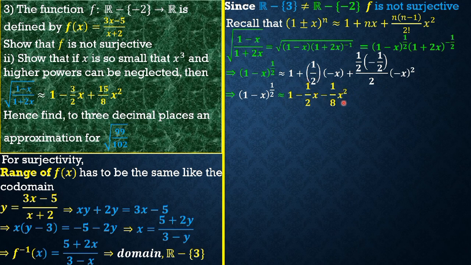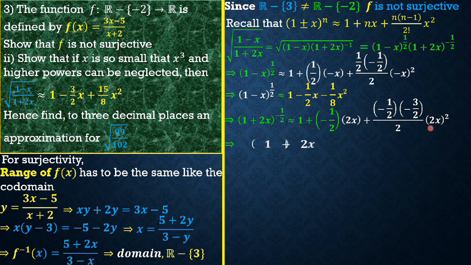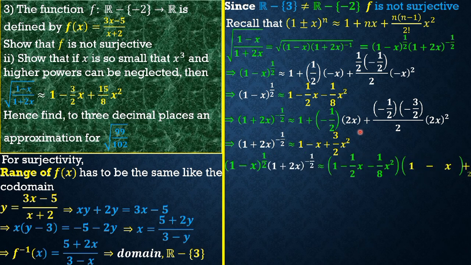Okay. If we do the same now for (1 plus 2x) raised to the power negative 1/2, we are going to have it approximately equal to, with our n in this case being negative 1/2 and our x being 2x, this. Simplifying this, we have an answer of 1 minus x plus 3 over 2 x squared. It therefore means that our original expression, which is simply gotten by multiplying these two results, we have this, multiplying out both sides.